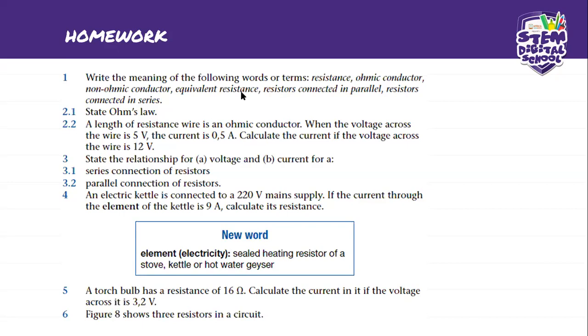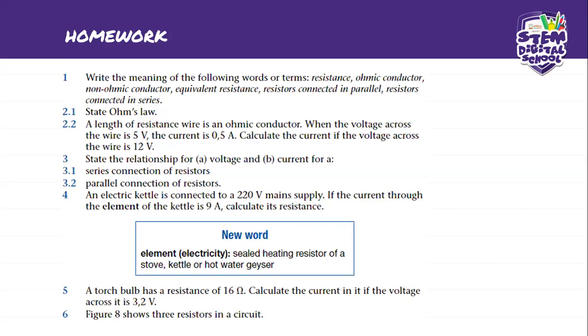for either parallel or series resistances. Resistors connected in parallel are resistors that are connected in a parallel formation whereby 1 over R parallel equals 1 over R1 plus 1 over R2 plus 1 over R3. So these ones are resistors connected in a parallel arrangement in an electric circuit.